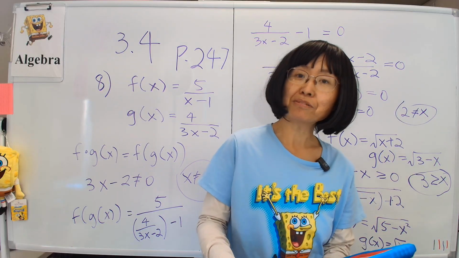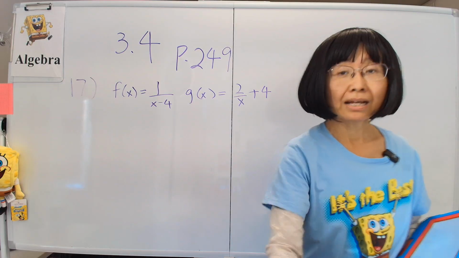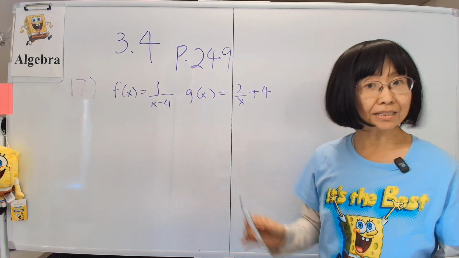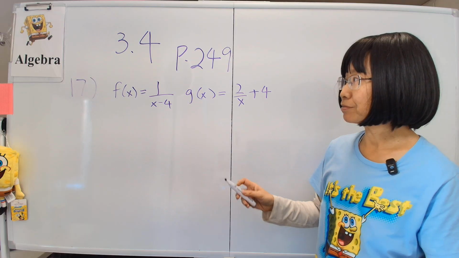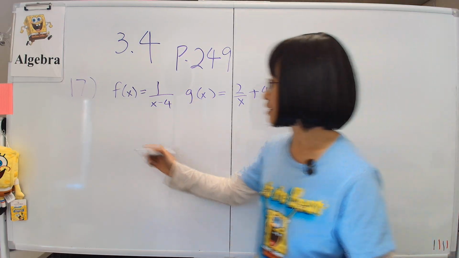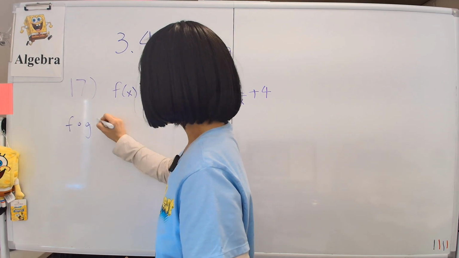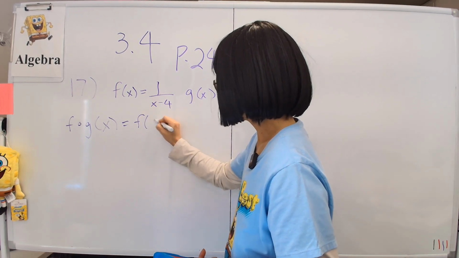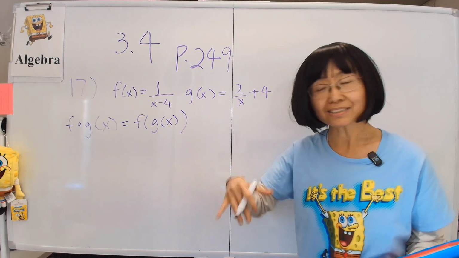So please go do your homework, and when you come back, I want to talk about some of them. So now let's look at problem 17. We have f of x is 1 over x minus 4, and g of x is 2 over x plus 4. And we're going to find out what f of g is, and then g of f. So let's start with f of g. F of g, as in f circle g, is the same as f of g of x, where you stuff the g into the f input and see what comes out.